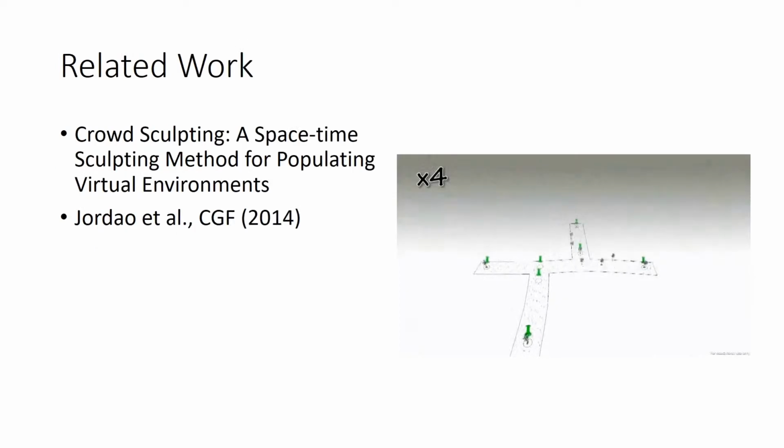Crowd sculpting is a 2014 work where they encode repetitive crowd motion in a graph structure in a way that it can be interactively stretched, and this repetitive crowd motion can be stretched across space and it stretches across time as well.